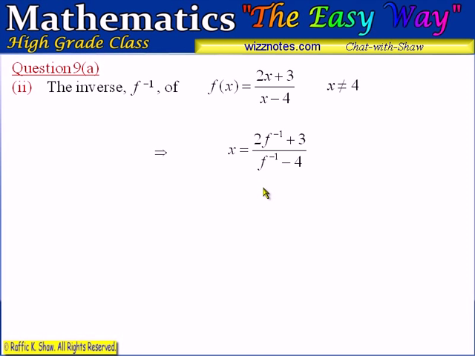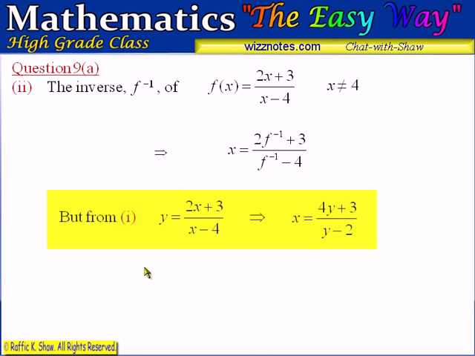But the question said, hence we are to use the result from part 1. And if we observe what we had in part 1, when we had y equals 2x plus 3 divided by x minus 4, and we transpose to make x the subject, the result was x equals 4y plus 3 divided by y minus 2. And now if we compare this expression with this one, we see we have 2 times the variable plus 3 divided by the variable minus 4.